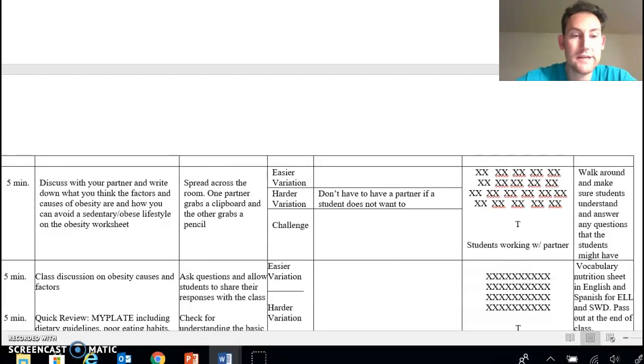After the cycling, we will get with our partner that we decided on earlier in class. Partners will get the obesity worksheet, and they'll work on what factors and causes they think are really important for obesity and how to help them make good choices so that they don't live a sedentary lifestyle.